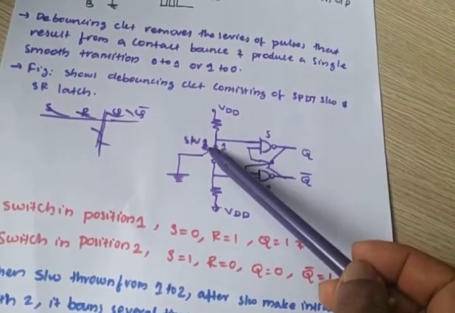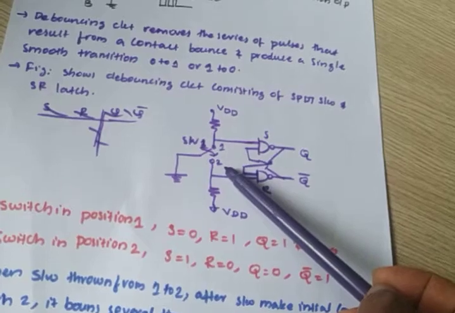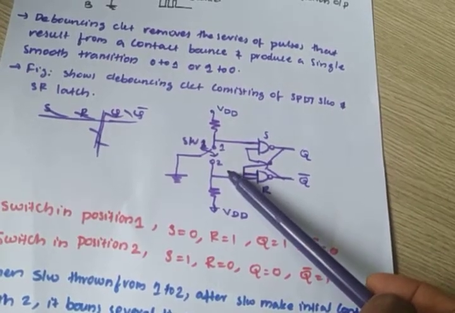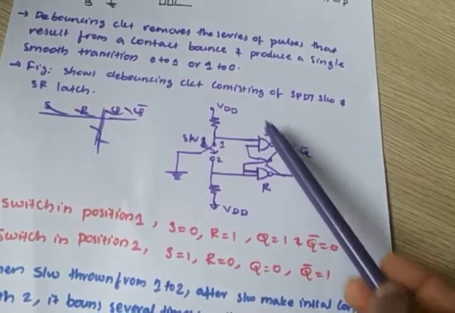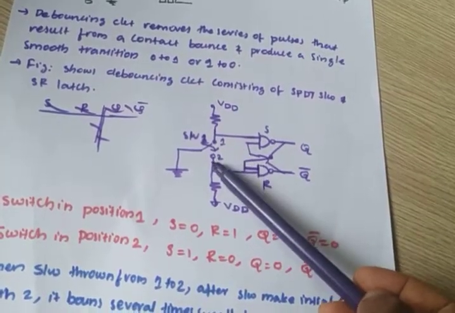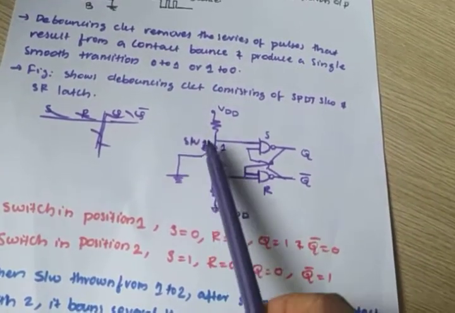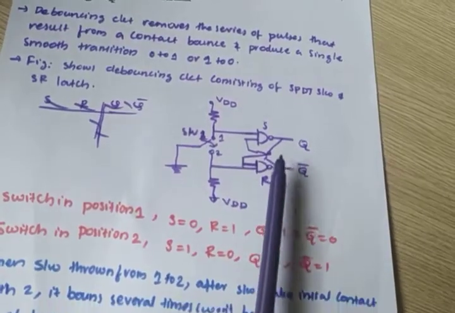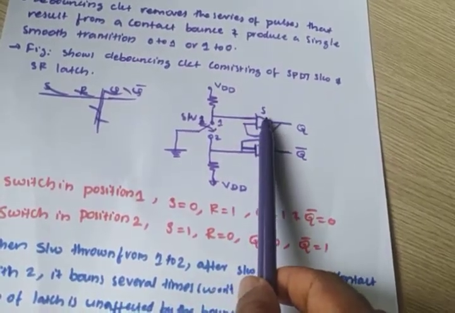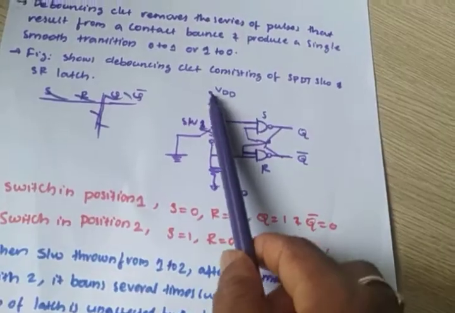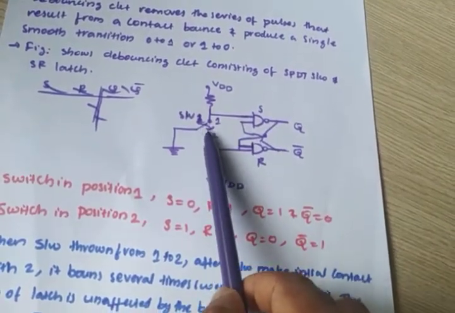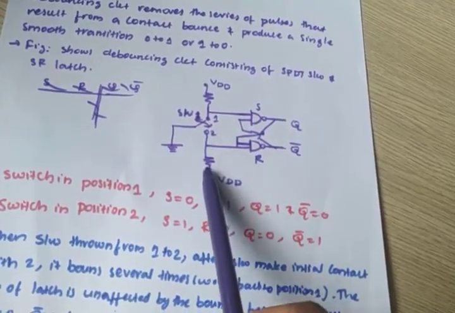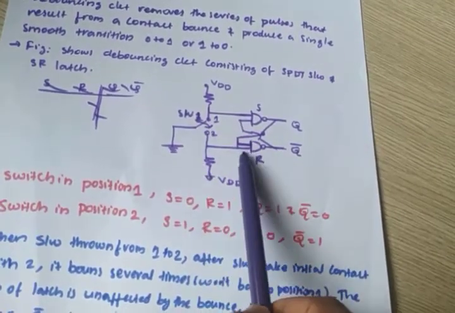Now we move the switch to position 2. In the normal case there is just bouncing. That bouncing should be eliminated. For that purpose we implemented this debouncing circuit. So the switch is in position 2. So what will happen? Immediately S is connected to 1. Why? Because a high supply voltage is connected here, and this is in position 2, which means this supply is connected to ground, so here 0.